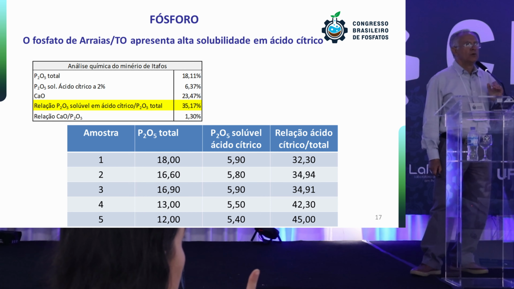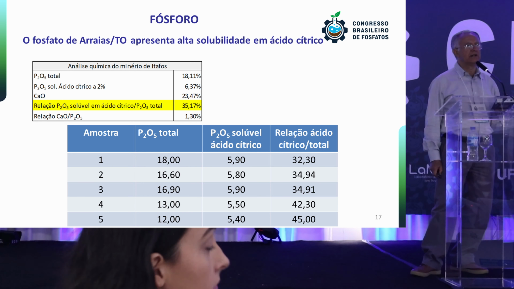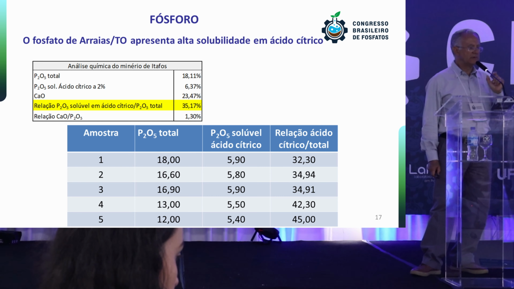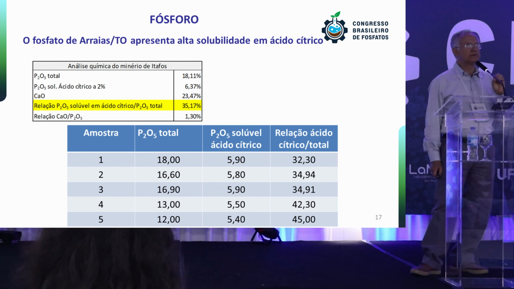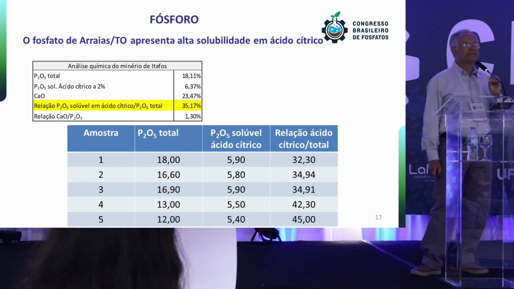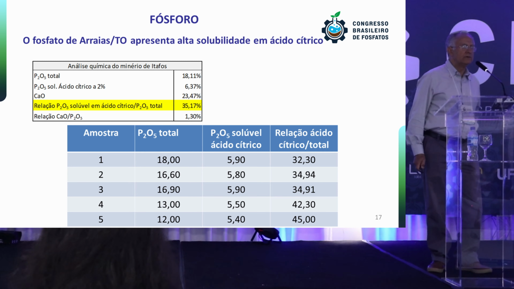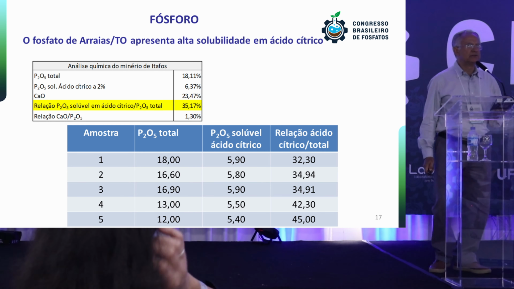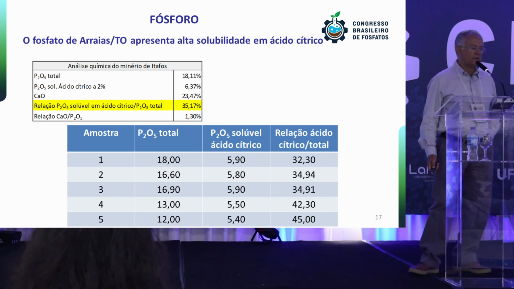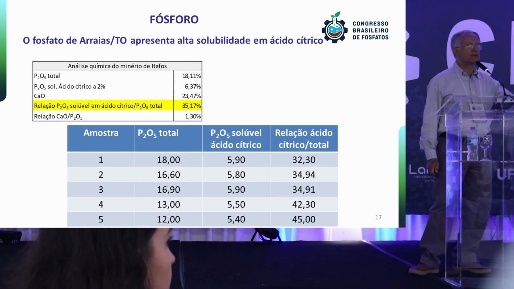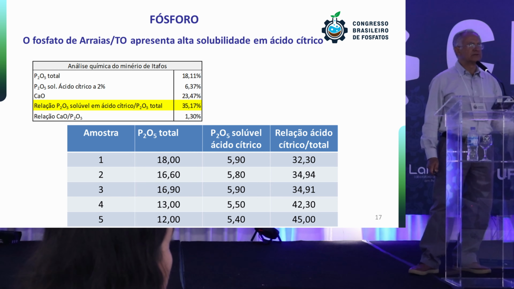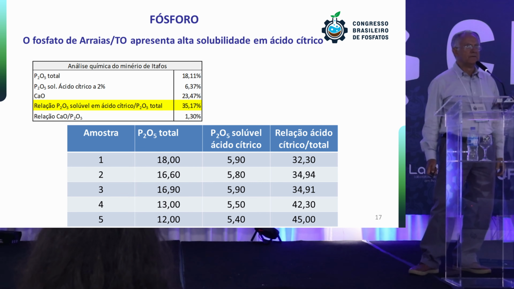What does that mean? How much phosphorus soluble in citric acid do you have? So here we have two analyses, and in yellow you have the ratio of P2O5 in citric acid to total P2O5, and that is around 35%. So these numbers are very, very high, and you have here a scale of several numbers going from 30 to 40%. If you compare with igneous phosphate, the solubility is 2 or 3%.